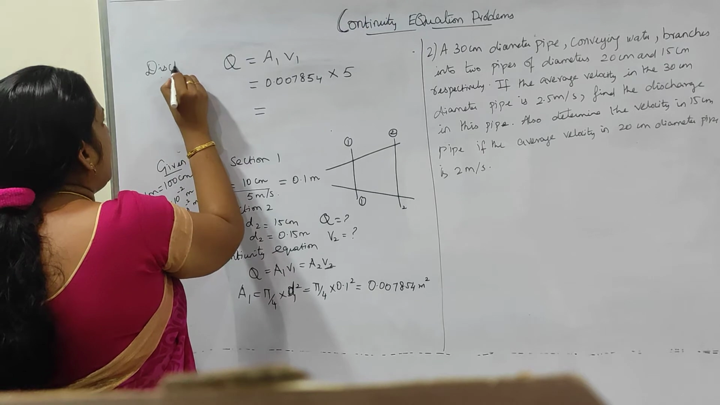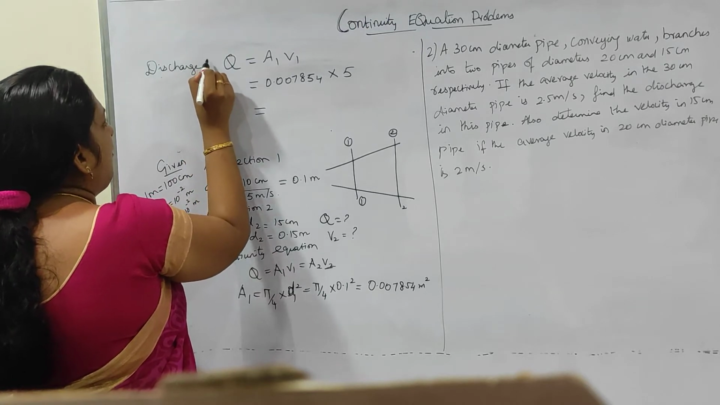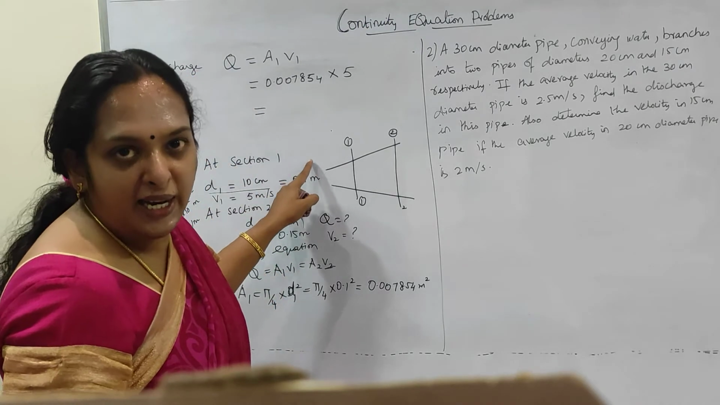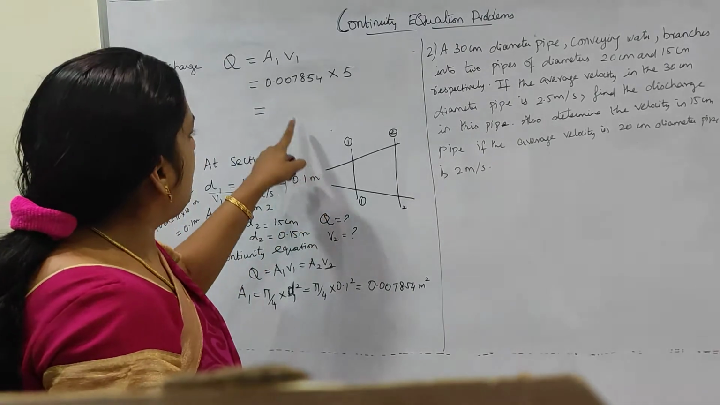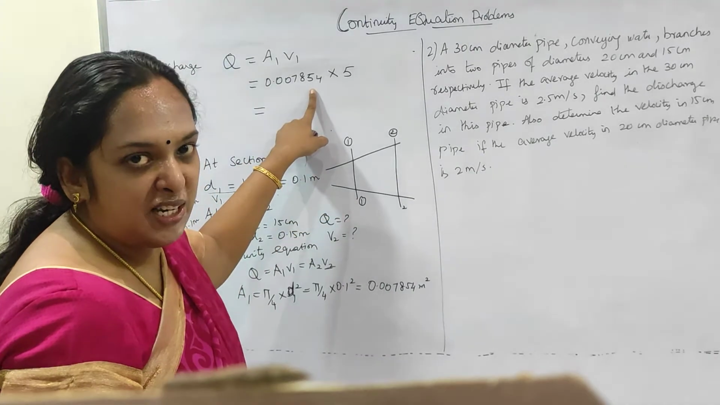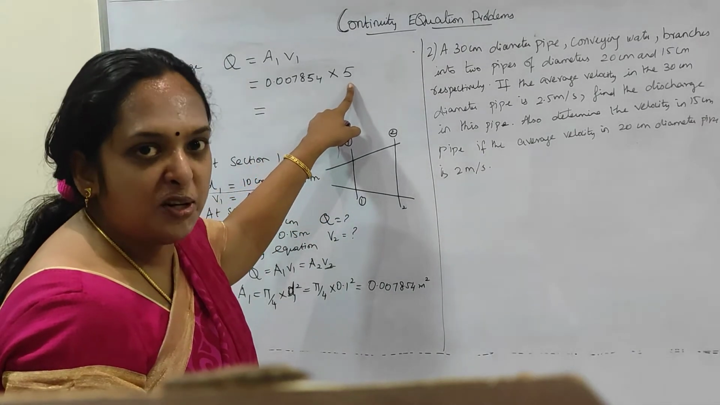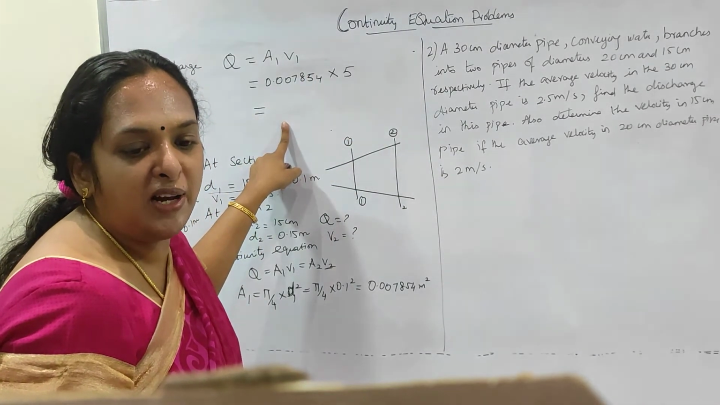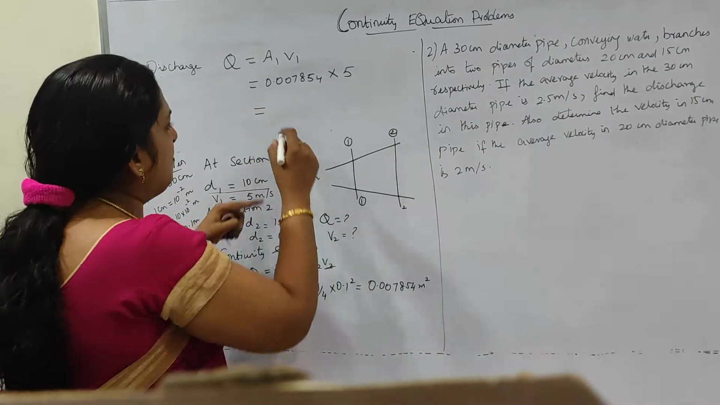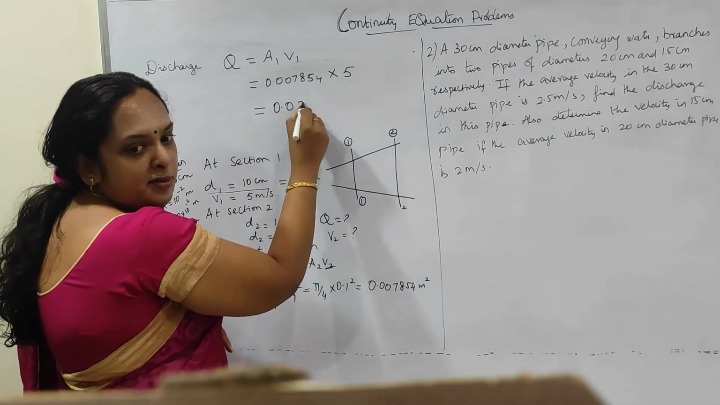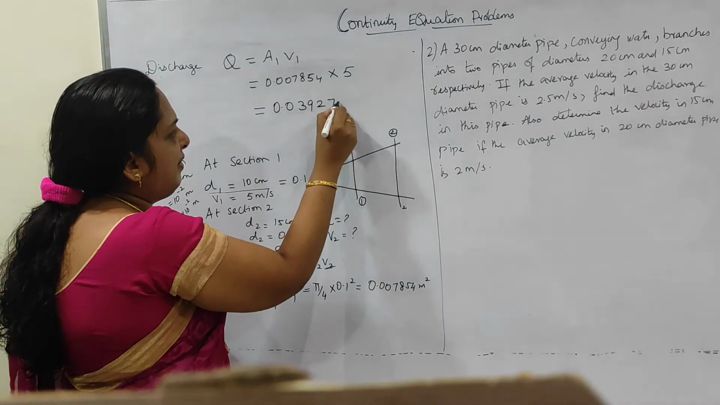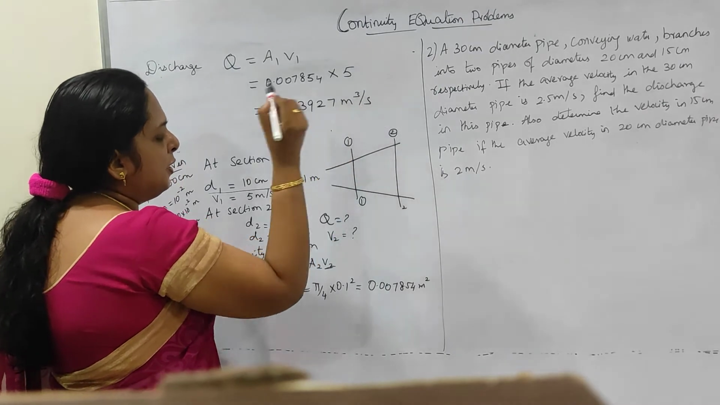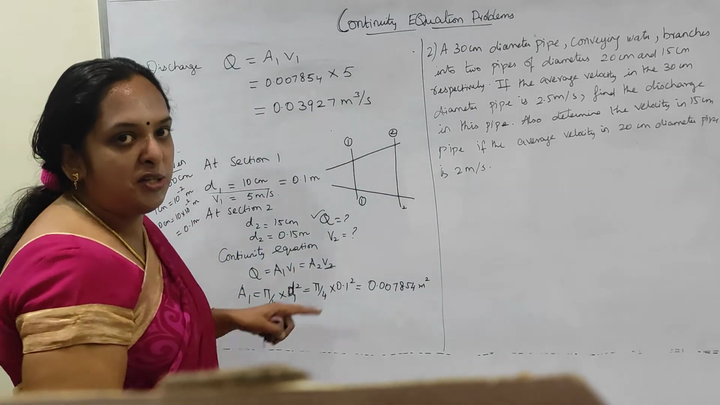Discharge, or the flow rate or rate of flow, will be equal to area into velocity. The area of the pipe at section 1 and the velocity at section 1 are known. When you substitute here, we will be able to find the value of discharge. So what is my value? It is 0.03927 meter cube per second. So my first question, the discharge, is over.